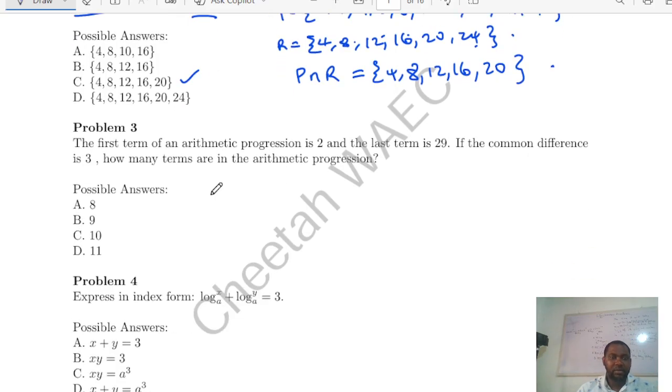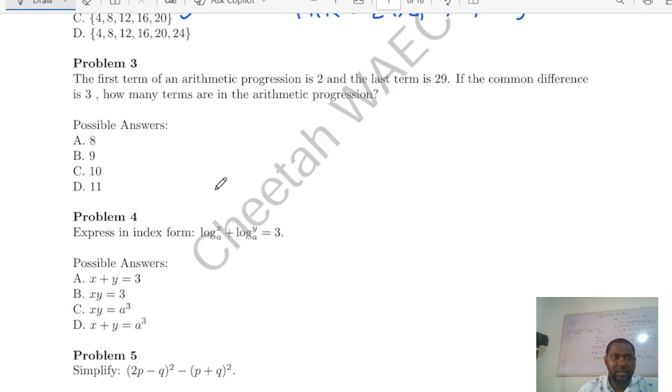So now the next one says, the first term of an arithmetic progression. By the way, I downloaded this from Cheetah. The first term of an arithmetic progression is 2 and the last term is 29. If the common difference is 3, how many terms are in the arithmetic progression?